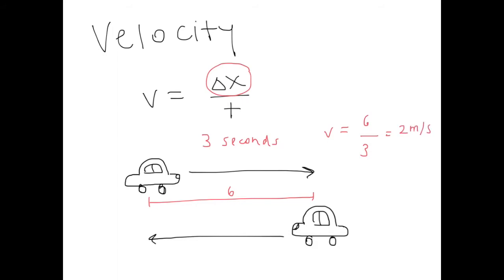Like displacement, velocity can be either positive or negative depending on the direction in which the object is traveling. Let's look at the same car. The car is now traveling back towards the west, again a distance of 6 meters, and it also travels in 3 seconds. However, this time, since it's traveling in the opposite direction, we treat the displacement as negative. So velocity is now negative 6 meters over 3 seconds, negative 2 meters per second.